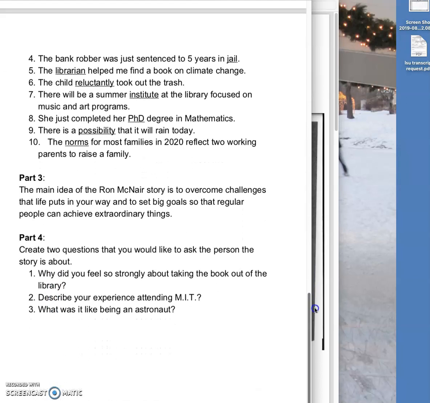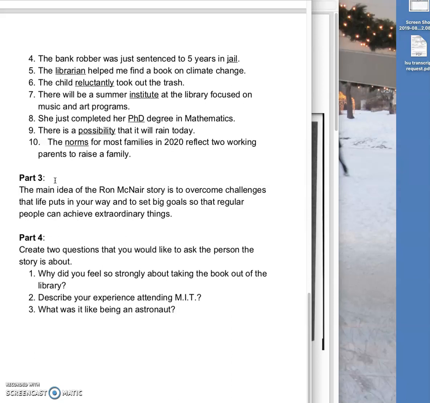And then part 3 is what's the main idea? The main idea of the Ron McNair story is to overcome challenges that life puts in your way and to set big goals so that regular people can achieve extraordinary things. Okay, because Ron definitely was an underdog, had a lot of challenges, and really didn't let anything get in his way, and nothing stopped him.